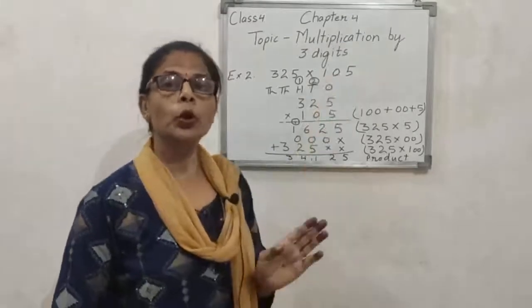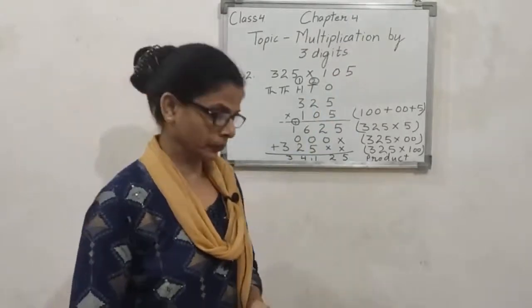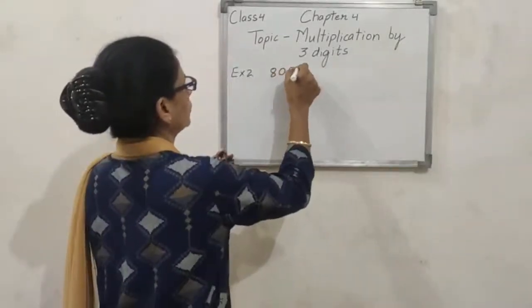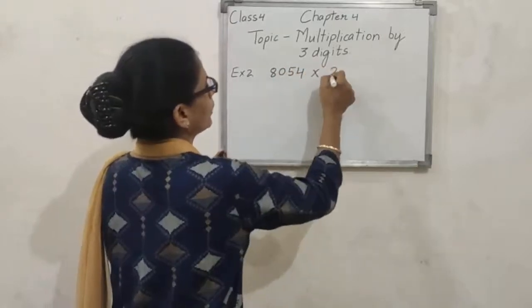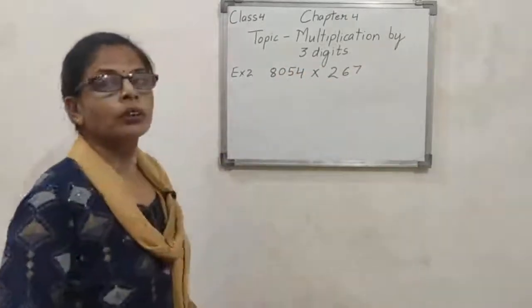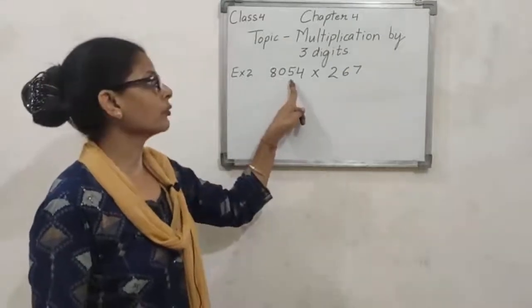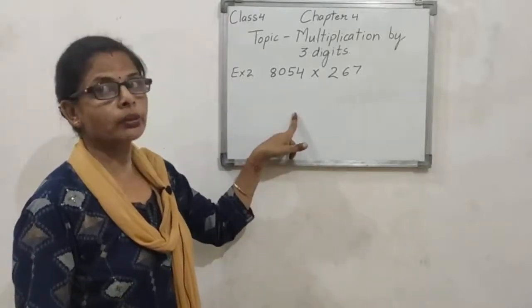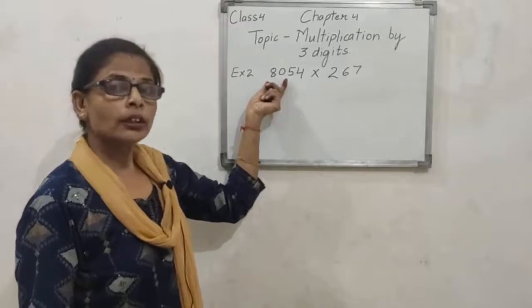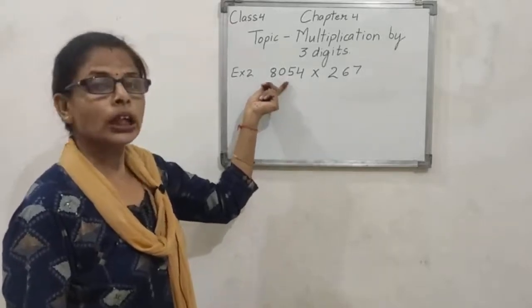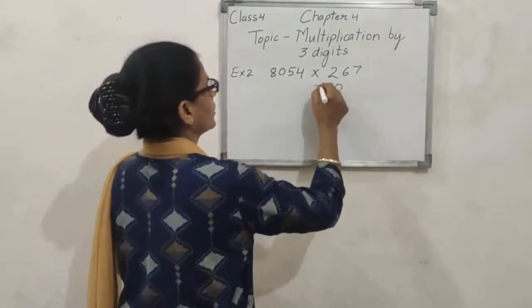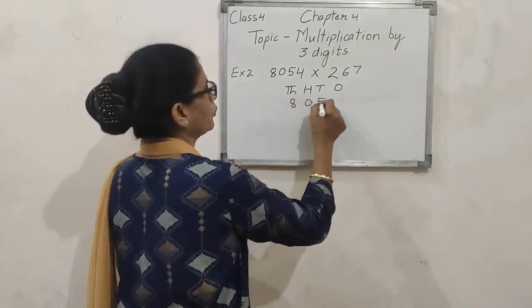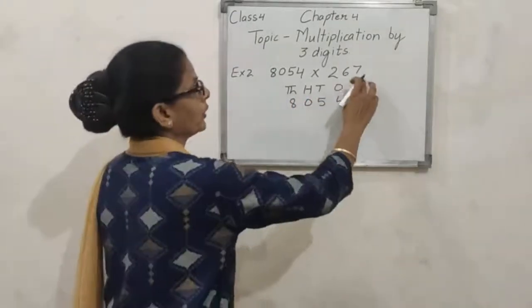Now we'll multiply a 4-digit number by a 3-digit number. 8054 multiplied by 267. We have to multiply 8054 by 267. So first we have to arrange them vertically according to the places. The multiplicand is in 4 digits, so the number is in 1000. Ones, tens, 100, 1000. So 8054 multiplied by 267.